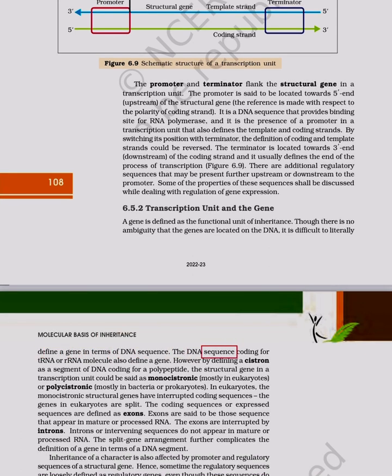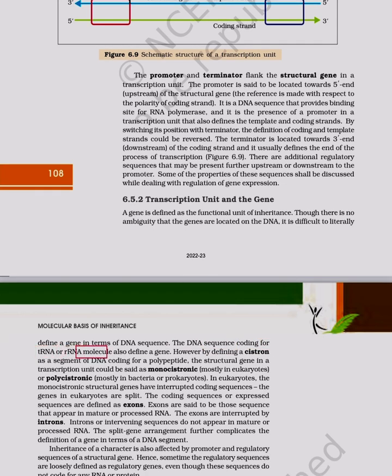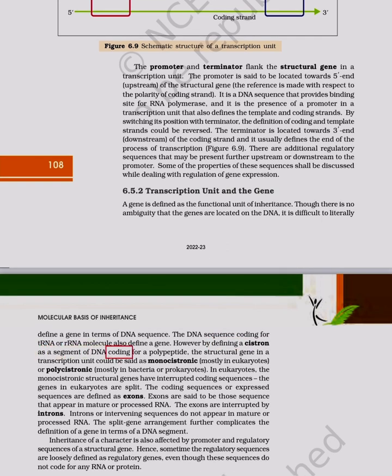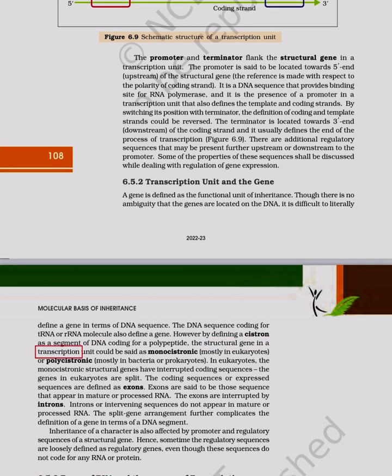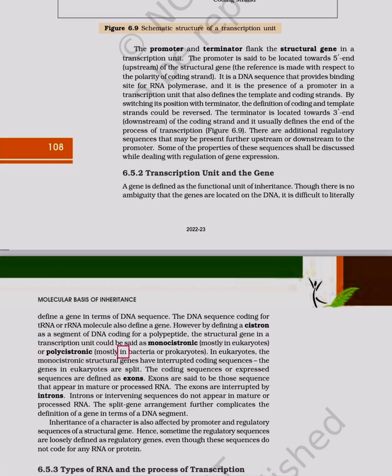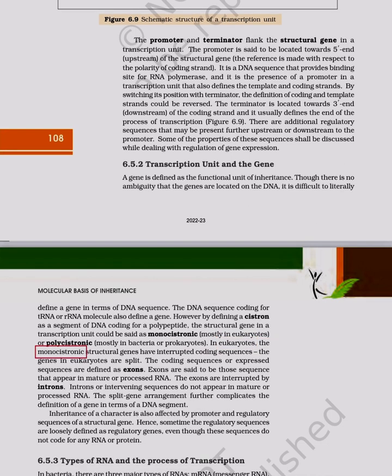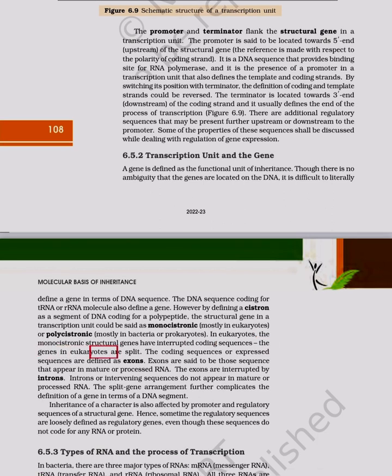The DNA sequence coding for tRNA or rRNA molecule also defines a gene. However, by defining a cistron as a segment of DNA coding for a polypeptide, the structural gene in a transcription unit could be said to be monocistronic, mostly in eukaryotes, or polycistronic, mostly in bacteria or prokaryotes. In eukaryotes, the monocistronic structural genes have interrupted coding sequences. The genes in eukaryotes are split.